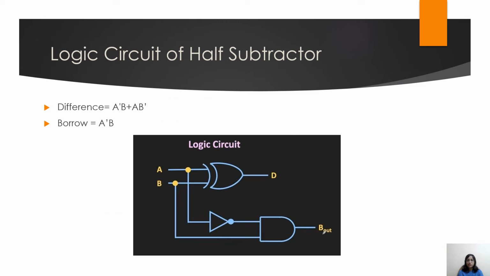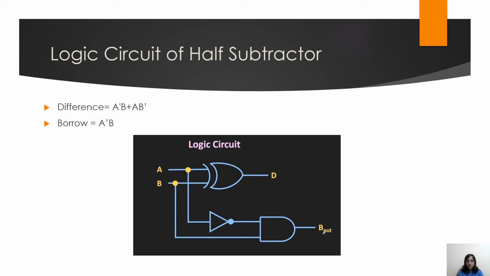Using the previous Boolean expressions, let us implement a logic circuit for the half subtractor. So this is the logic circuit for the half subtractor, where the difference is A bar B plus A B bar or A XOR B, and the borrow expression is A bar B. As we can see, this A XOR B is implemented using an XOR gate.